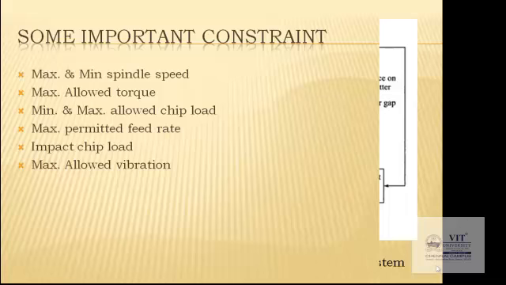What are the constraint limits that are available? Maximum and minimum spindle speed, maximum allowed torque, that is the torque value, chip load, the force that is given, and the permitted feed rate.